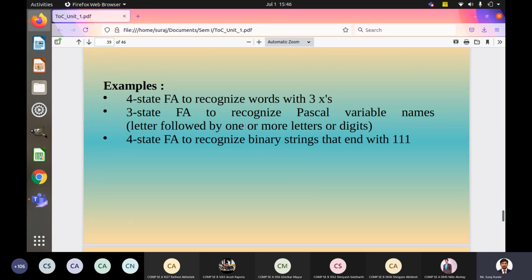So there are some examples that I have written. It will be a 4-state finite automaton which will recognize a word with 3x. If we have to read 3x, then in that case it requires 4 states. So the minimum length of the string plus 1 gives you the number of states required.